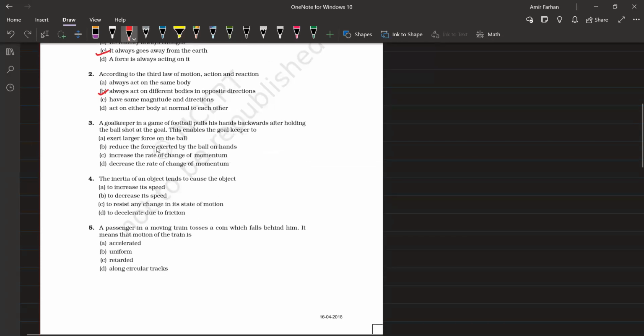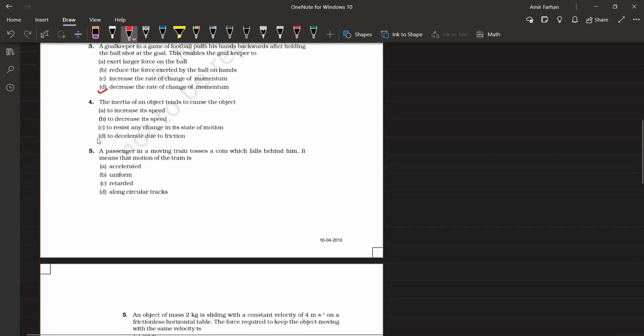Tell me the third one. A goalkeeper in a game of football pulls his hand backwards after holding the ball shot at the goal. This enables the goalkeeper to, what does it basically signify? Decrease the rate of change of momentum, by Nabila. What about you, Rumaisa? Option B, sir. Reduce the force exerted by the ball on hand. Basically, it is D, dear Rumaisa. We hold our hands in the backward direction to decrease the rate of change of momentum, basically to decrease the force. That is D.